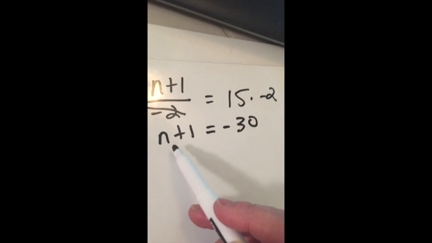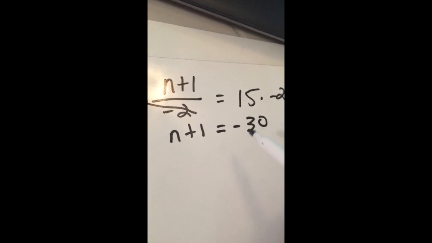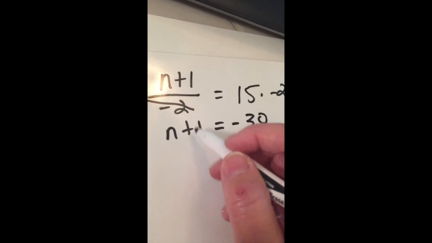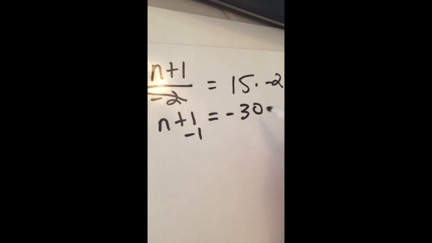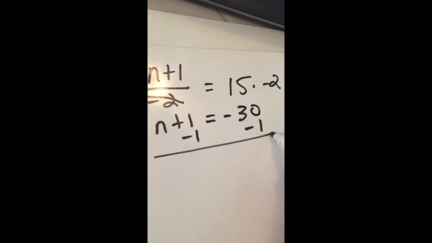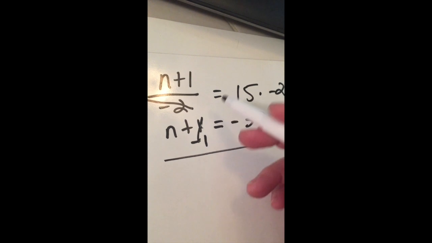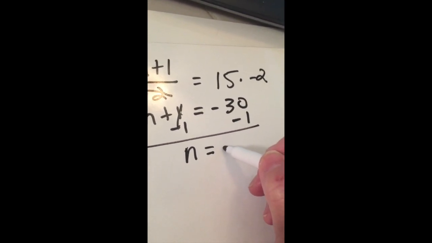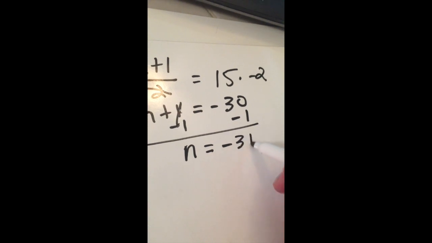So now we have a two-step. N plus 1 equals negative 30. We're going to undo this. So opposite of plus 1 is minus 1. We're going to subtract 1 from both sides. That cancels. Bring down our n. Bring down our equal sign. Negative 30 minus 1 is negative 31.